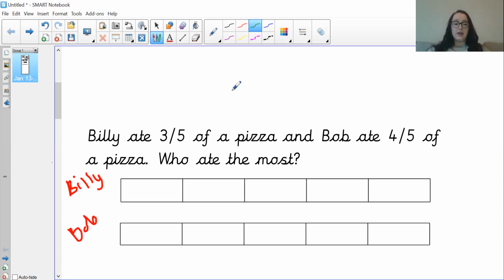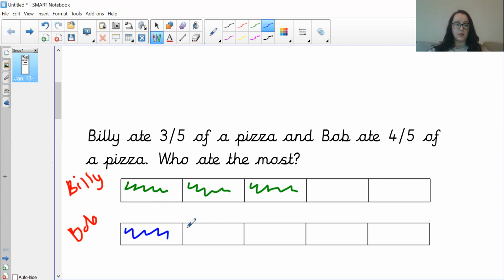You can see here that my whole is split up into 5 parts. Billy ate 3, so I'm going to colour in 1, 2, 3. That's how much Billy ate. Now let's have a look at Bob. It says Bob ate 4/5 of the pizza. So this is Bob's, and we're going to colour how many, Year 3? 4. So are we ready?